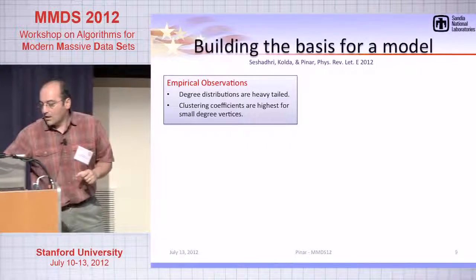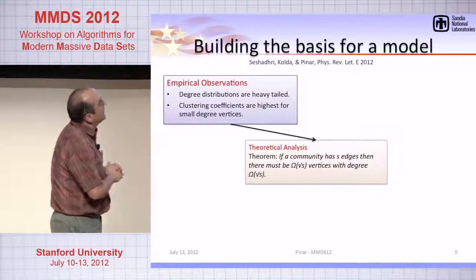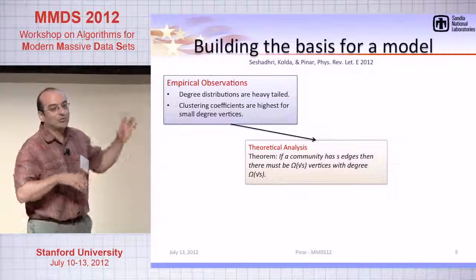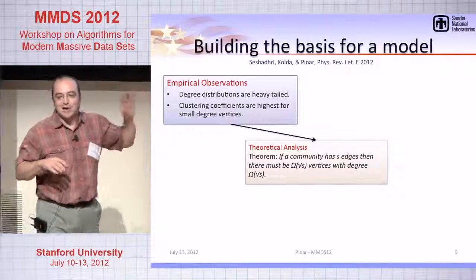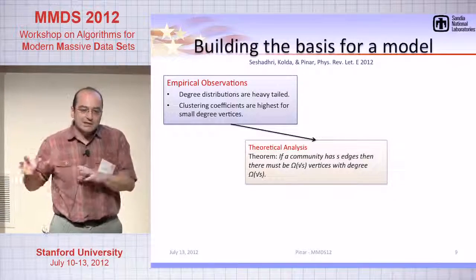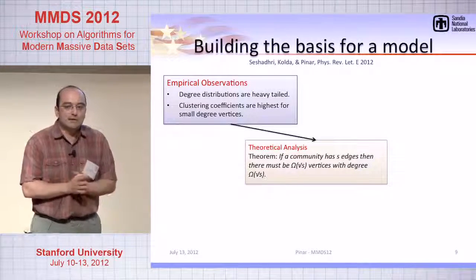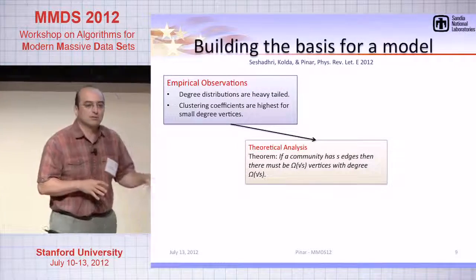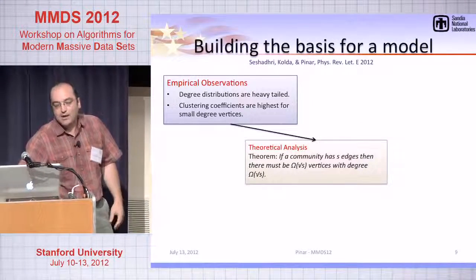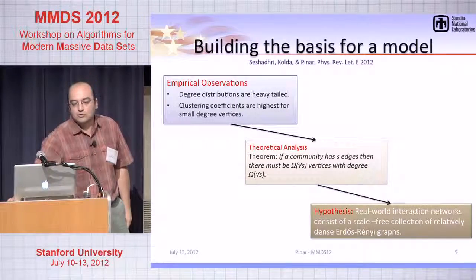In that case, we can prove that if a community has S edges, there must be, in the order of square root of S, vertices with degree square root of S. I'll not try to explain this theorem, it needs a lot of quantifiers. What essentially it says is, this clique assumption for the extreme case essentially holds in the gray area as well. You don't need cliques, but you still need dense structures. And their sizes should follow the degree distribution pattern. And then based on that, we can build a hypothesis. So this is what we claim the graph should include.